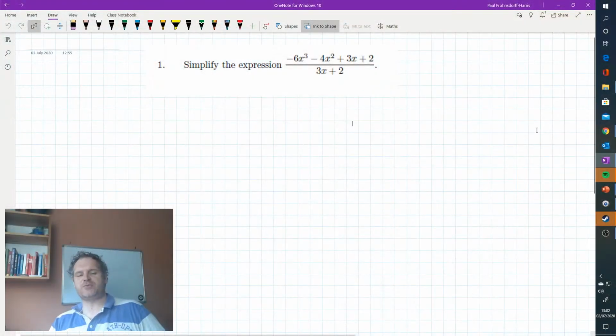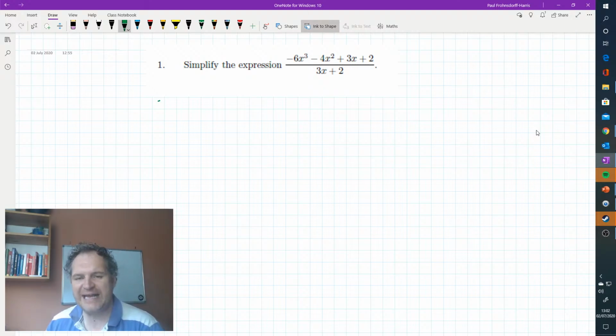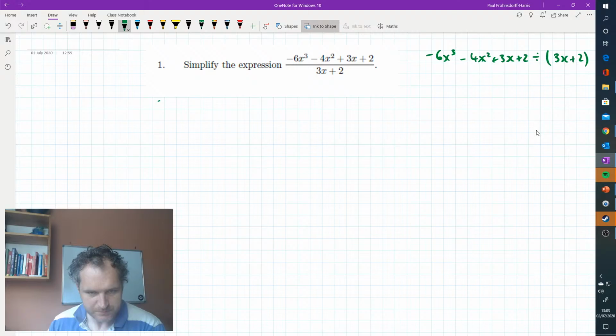So just what is algebraic division? Algebraic division is a way of using the things that you possibly already know from long division, but applying it when there's an algebraic situation. Now, in algebra at A level, I wouldn't have to explain that a fraction is a division. So in this case, we can rewrite this expression as minus 6x cubed minus 4x squared plus 3x plus 2 divided by 3x plus 2. And I lay it out as follows. We draw our bus stop method and minus 6x cubed minus 4x squared.